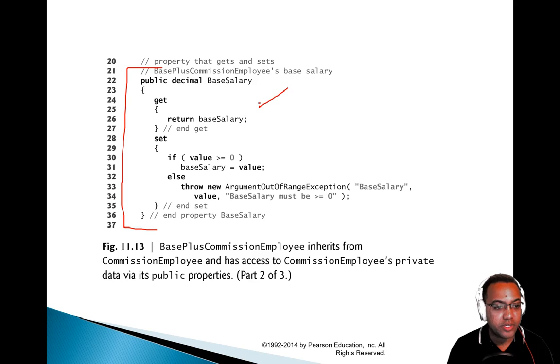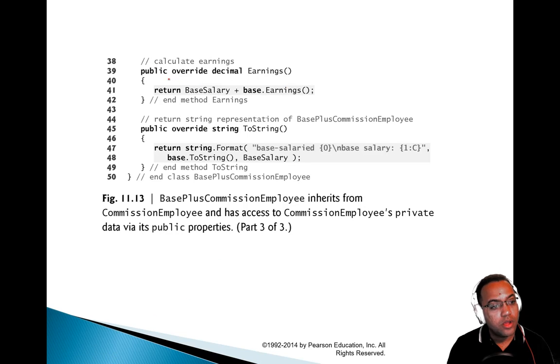Then we define how we want the base salary to operate. So in this case, I want you to get the base salary value whenever the base salary property asks for it. And I want you to set that value, but only set that value if the value is greater than or equal to 0. If it isn't, throw an error. Then I want you to override the decimal earnings this time. And I want you to use the base salary property. That's the property, not the variable. And I want you to do that and add that to base.earnings.